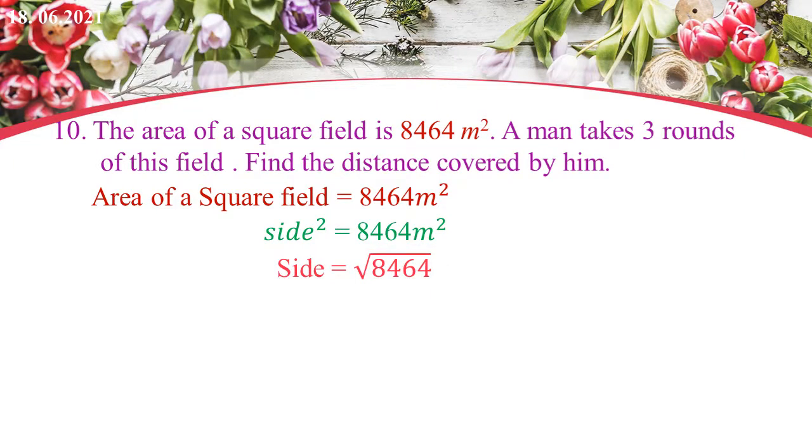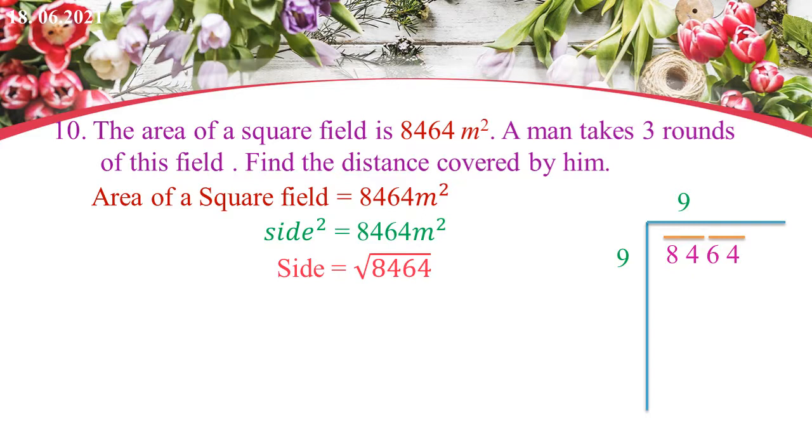So, side equal square root of 8464. Now, we are going to find the square root of 8464 by long division method. First, we should mark off the digits in pairs starting from the units digit. Next, we should find the largest number whose square is equal to or just less than the first period. Here the first period is 84. So, 9 square is less than the first period 84. So, take the number 9 as the divisor and 9 as the quotient.